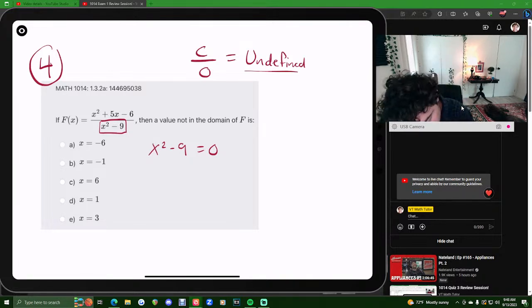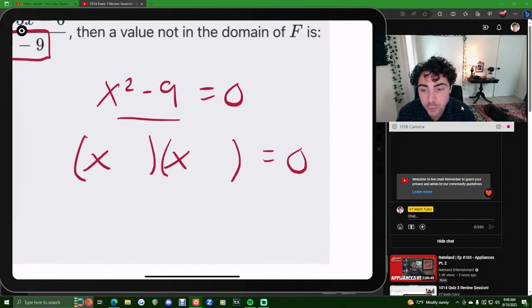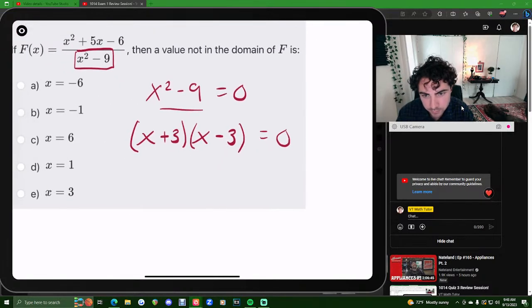Anyway, so set the denominator equal to 0, factor it. So what two numbers multiply to -9 but add to 0, essentially? This is really just a difference of two squares. So this is our plus and minus situation. And then the square root of 9 is 3. So plus and minus 3.